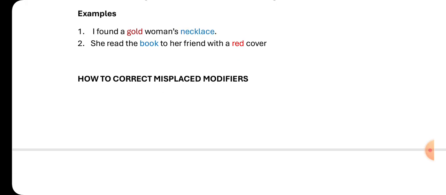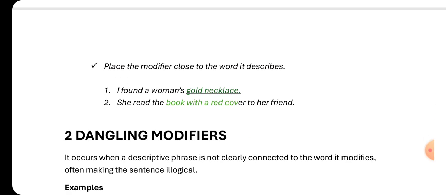So we have corrected it by saying she read the book with a red cover to her friend. So the modifier has been placed closer. The word we intend to modify is the book, and then we are using red to modify the book. So you see that they have been placed closer.